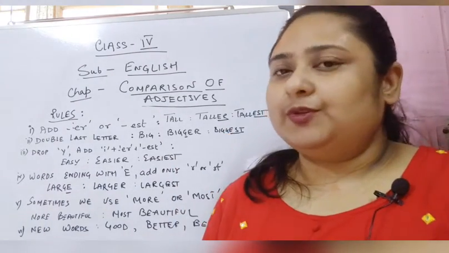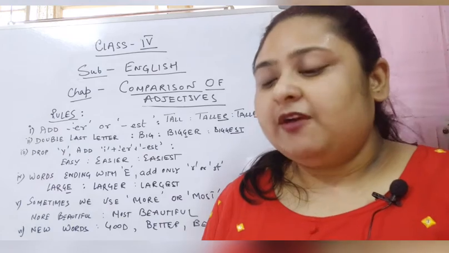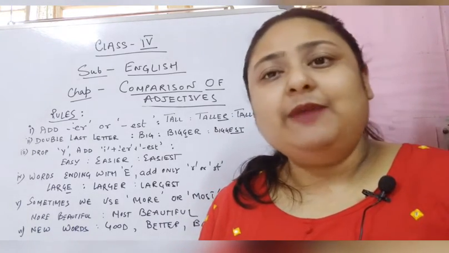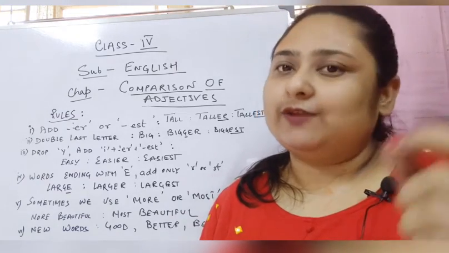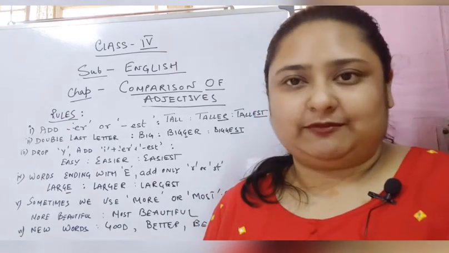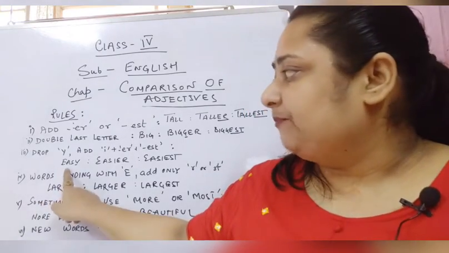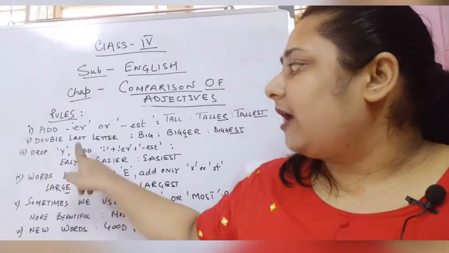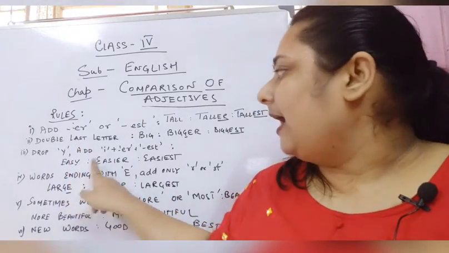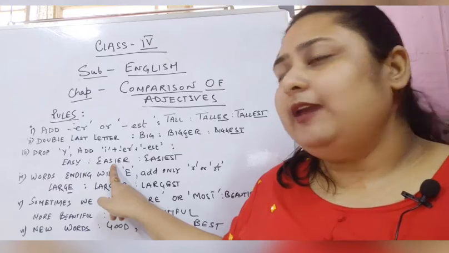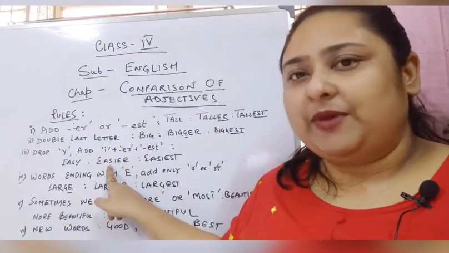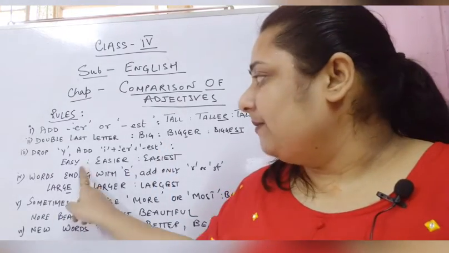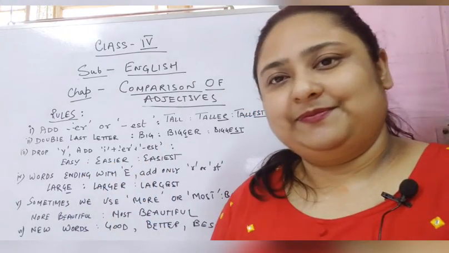Now moving on to the third rule of adjectives, that is, from some adjectives we just drop the last y and add i plus er and est in case of comparative and superlative degree respectively. For example, easy. Easy is a word which ends with y. So what we do, we omit the last y and add i, and along with i we add er in case of comparative degree and est in case of superlative degree. So easy becomes easier and easiest.